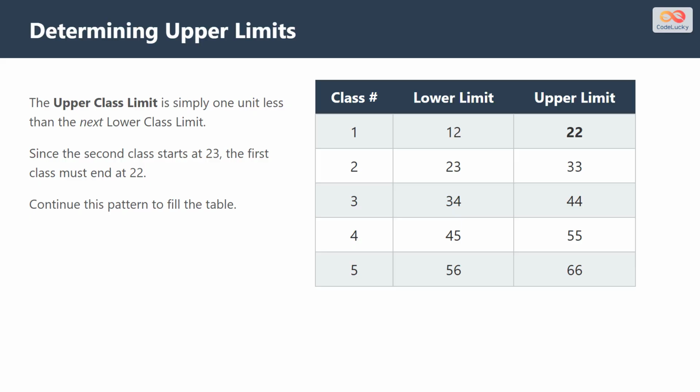Finally, we determine where each class ends. Since the second class starts at 23, the first class must end at the number right before it, which is 22. We follow this pattern to fill in all the upper limits.